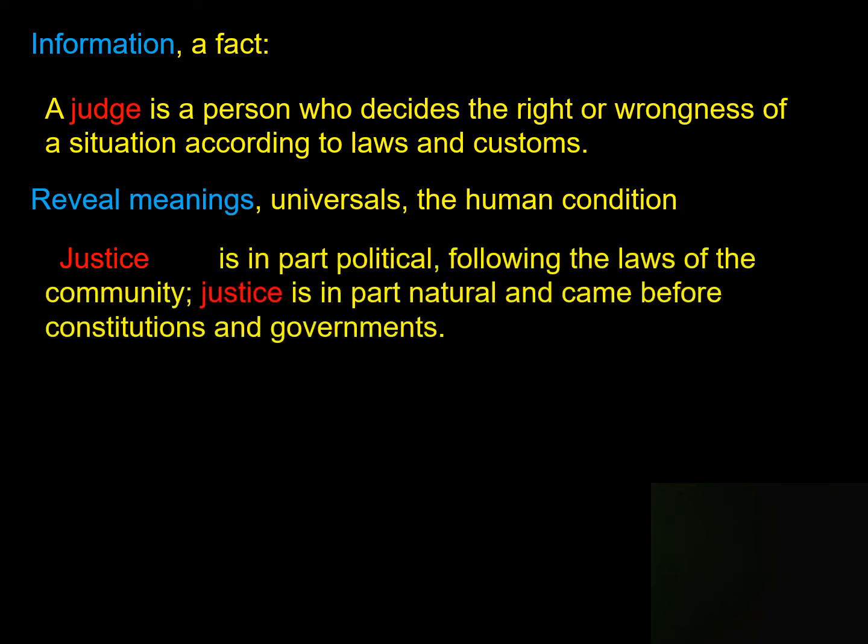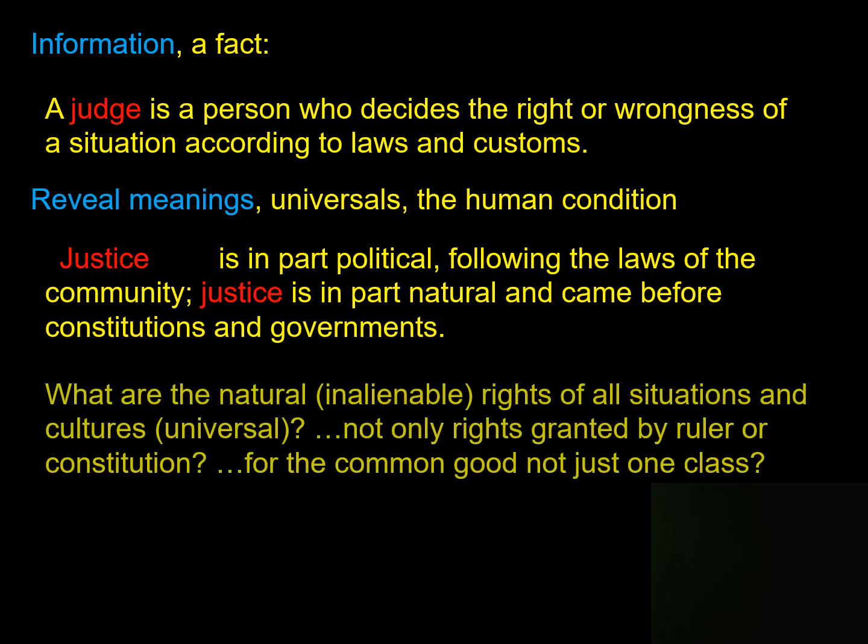It's in part political, meaning it's tied to the laws of the community. And justice is also in part natural, or at least our culture sees it this way, in that it came before constitutions and governments. Go read our Constitution and Declaration of Independence again. You'll see these terms. So what are the natural rights? And yes, we in this country use the term inalienable, meaning they can't be taken away, they can't be separated. Rights of all situations and cultures.